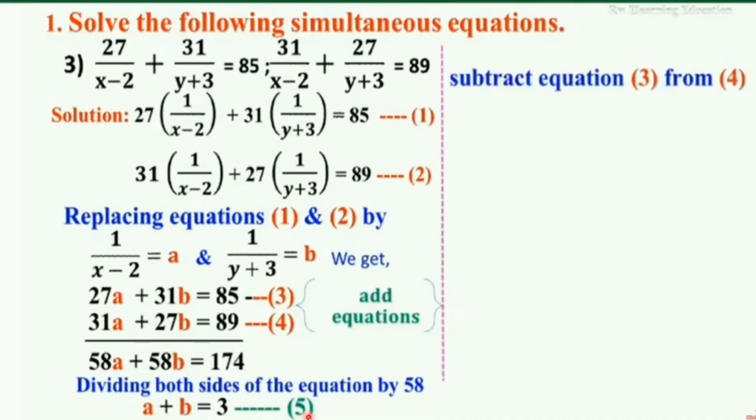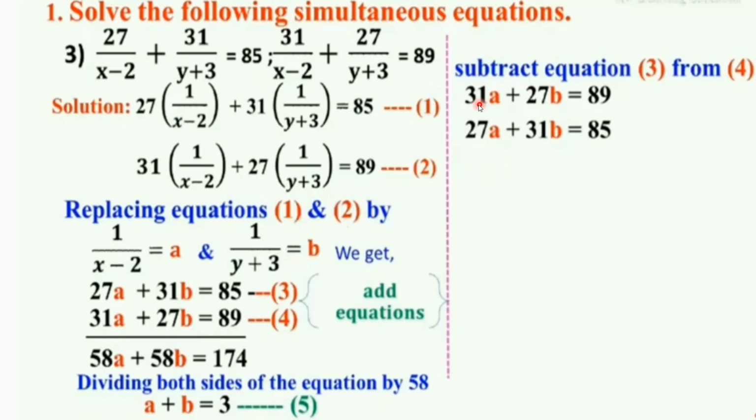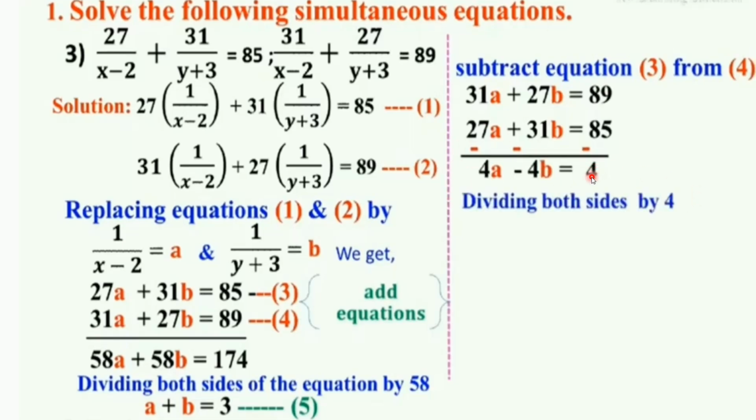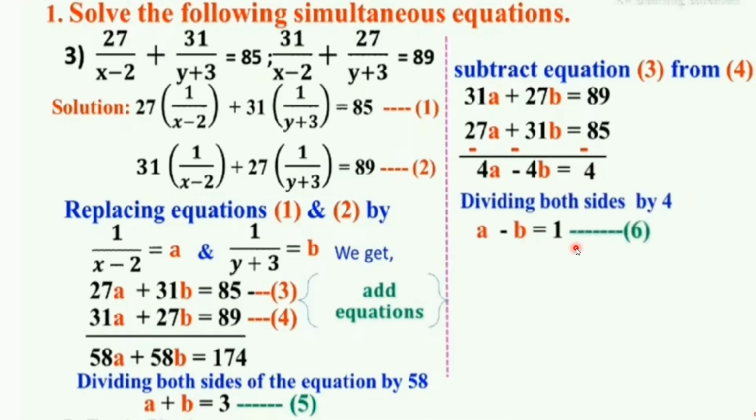And now what I will do is subtract equations 3 and 4. So that is 4 minus 3. Then I am going to get, just observe children, 31 minus 27 will be 4a. Here also 27 minus 31 will be minus 4b is equal to 89 minus 85 will be 4. Now I am going to divide the whole equation by 4. So then I am going to get a minus b is equal to 1.